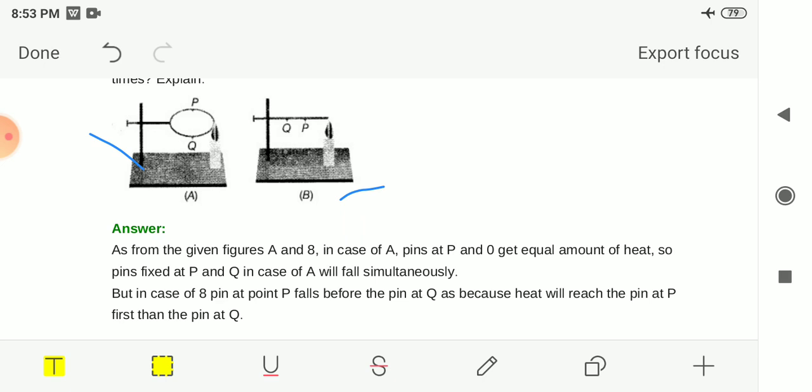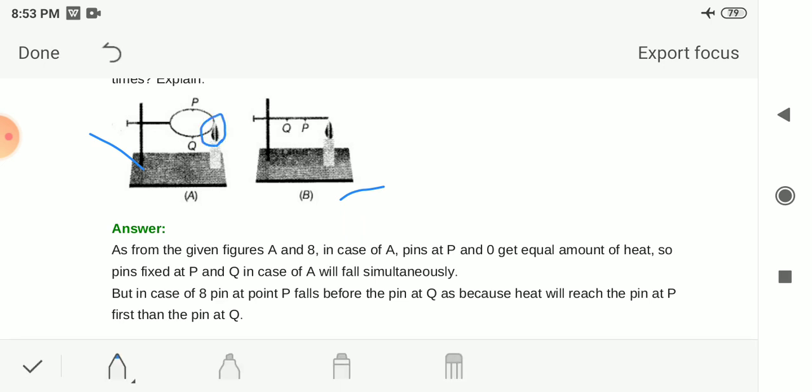So from the given figures A and B, in the case of A, the pins at P and Q get an equal amount of heat. As we are heating at the middle point, the points P and Q get equal heat, so the pins fixed at the points P and Q in this arrangement will fall simultaneously. That means they will fall at the same time.